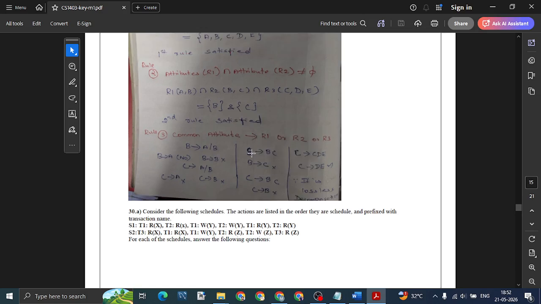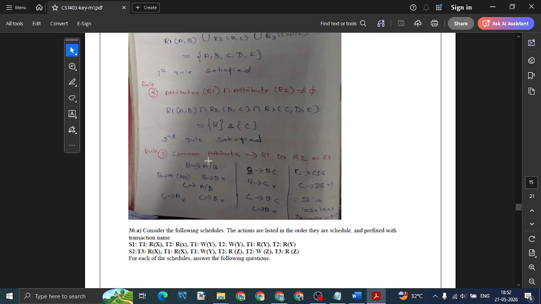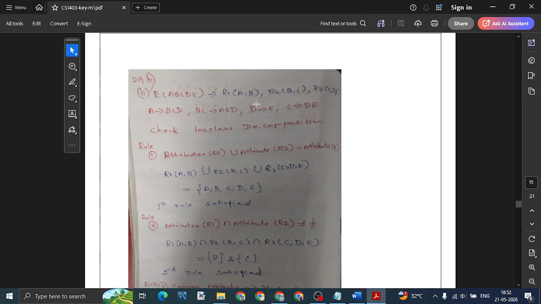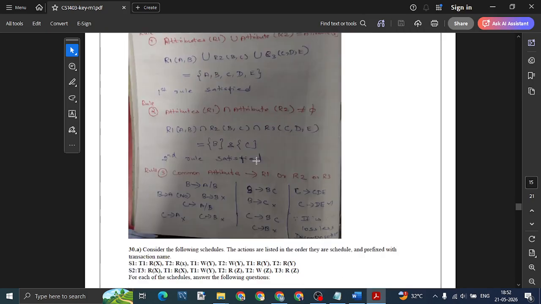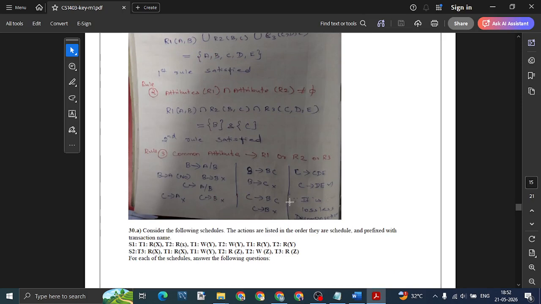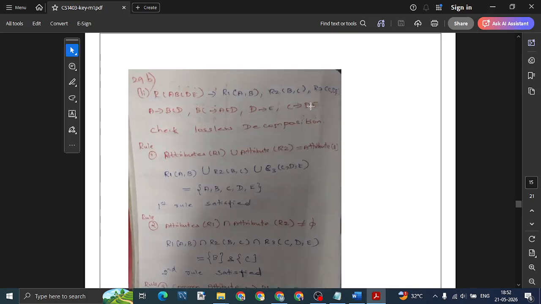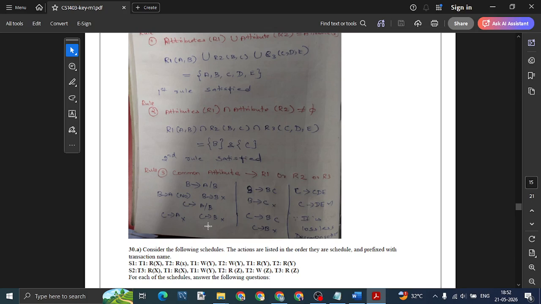Then move on to the next one, B implies BC. So relation 1 is not possible. What about B and C here? B implies BC, whether B implies C? No. Then followed by C, C implies BC, now C implies DE. So R2 is also cancelled.